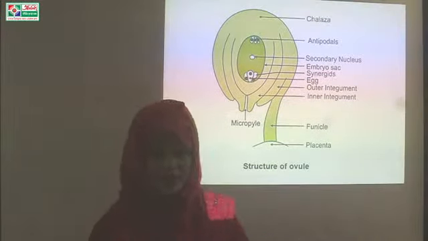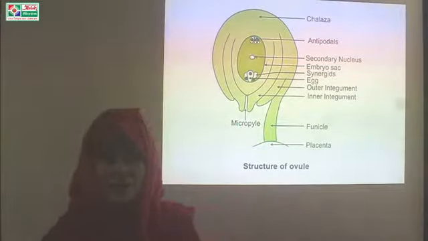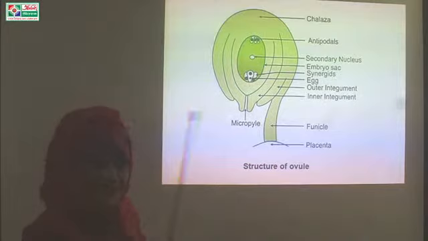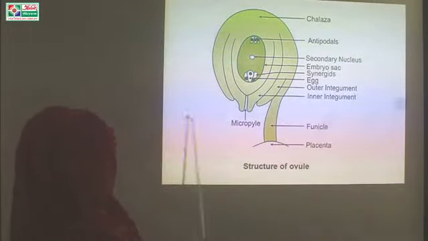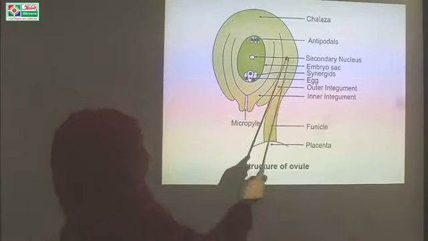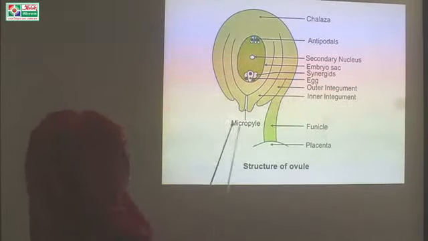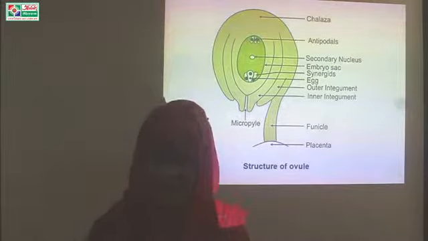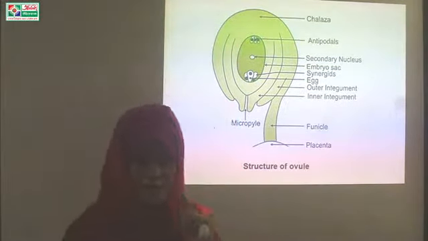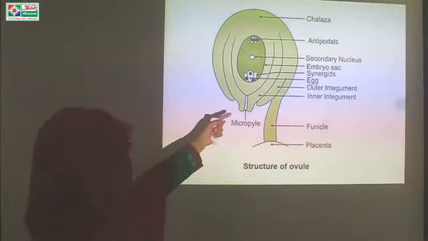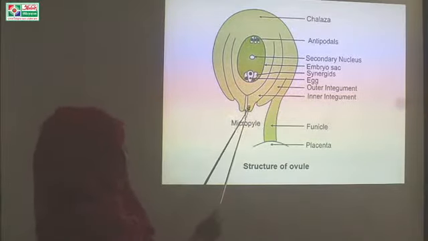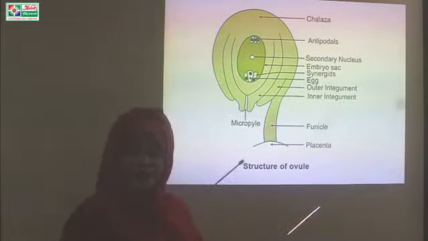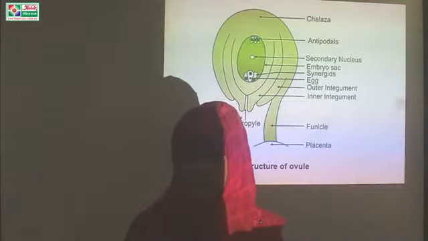This is the structure of a typical anatropous ovule. In angiosperms, you will find this type of ovule. This one is the stalk, this one is the body part. Okay. Whenever you are drawing the female gametophyte, any structure of the female gametophyte, you have to specify the micropylar end and the chalazal end.